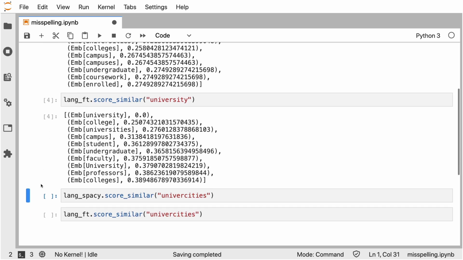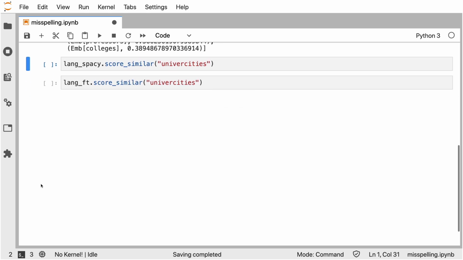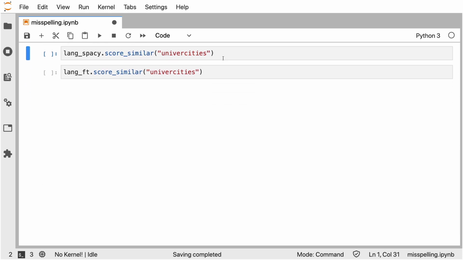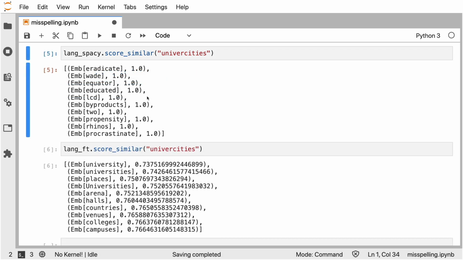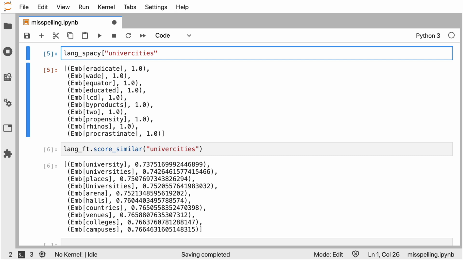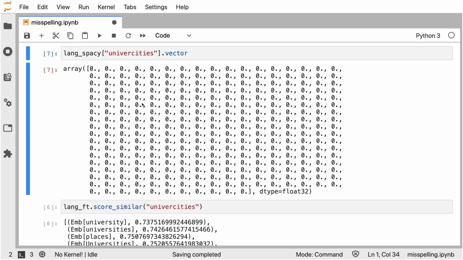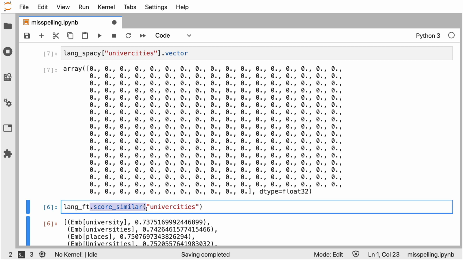But let's see what happens when I introduce a spelling error. I'm going to spell universities with a C instead of an S, and let's see what happens with spaCy and fasttext in this case. We see that spaCy is having a bit of trouble identifying which words are similar, while fasttext is actually doing quite well. The reason for this is that as far as spaCy goes, universities is an unknown token, and that will get mapped to a 0 vector, but fasttext doesn't do that.